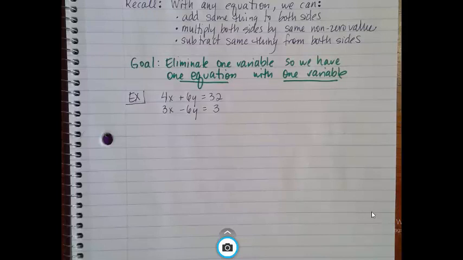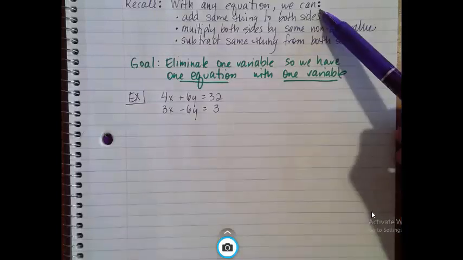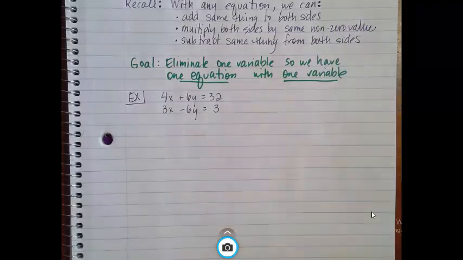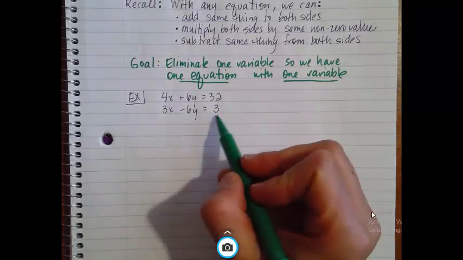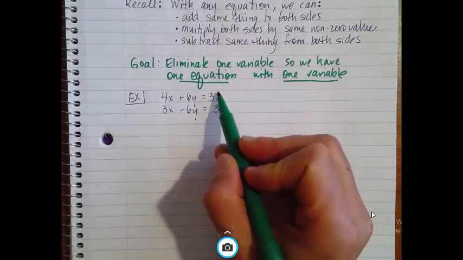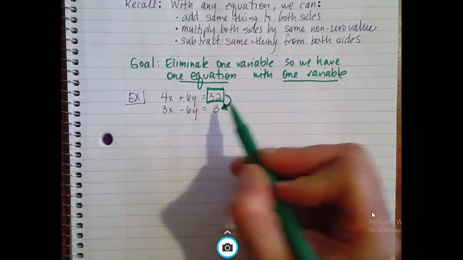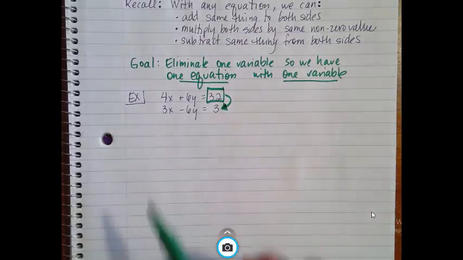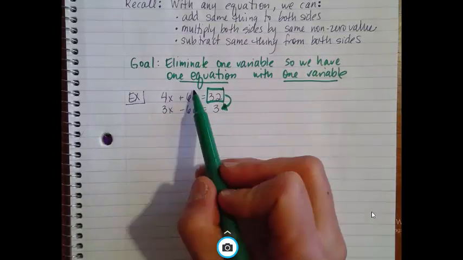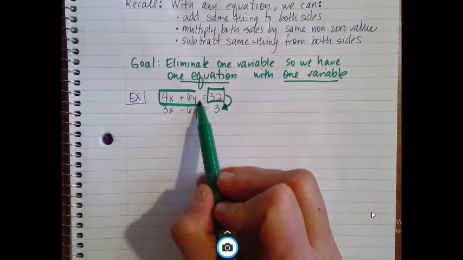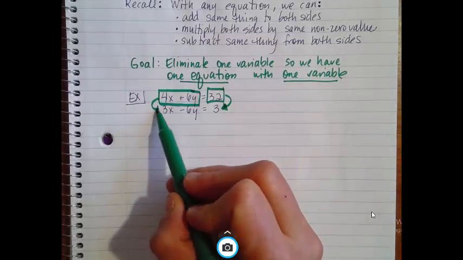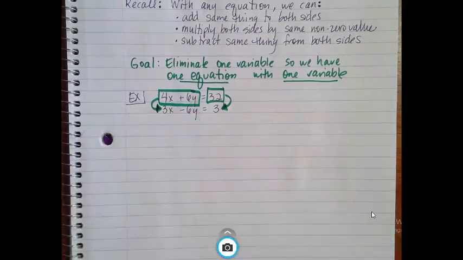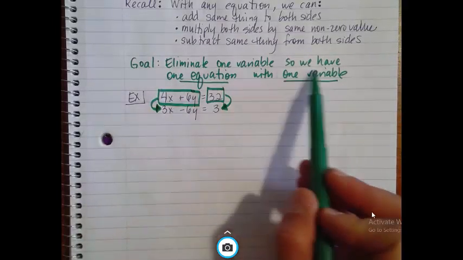So just like we can add the same thing to both sides, we can add equivalent things to both sides of an equation. So to this side of the equation, the second equation where there's a 3, I'm going to add a 32. Now, to this side of the equation over here, I'm going to add not a 32, but something that's equal to 32. What do I know that's equal to 32? 4x plus 6y, I know happens to be equal to 32. Now, why am I going to go through that trouble? Well, this actually achieves my goal.